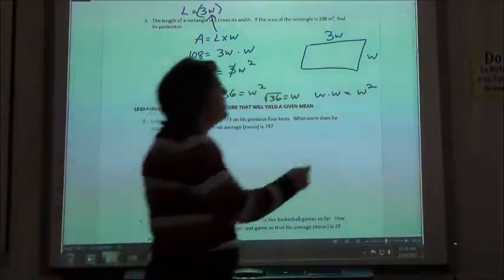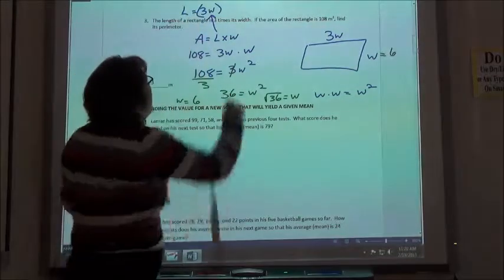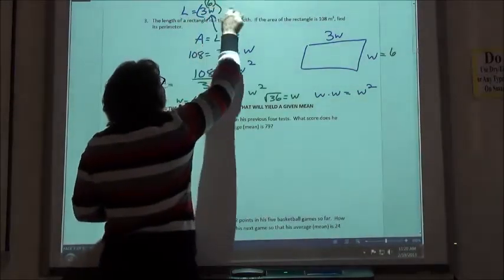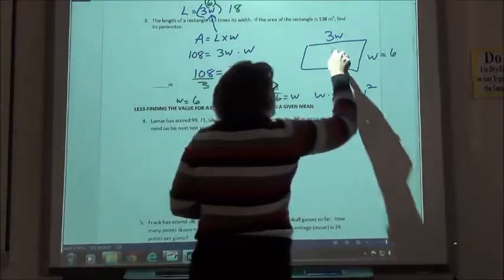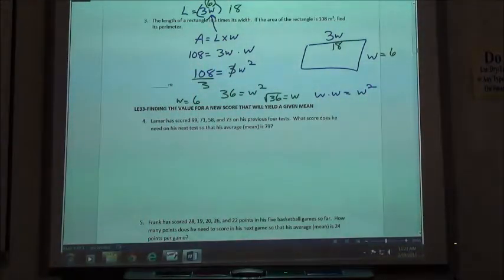So I found my width. My width is 6. I still want to do my length. My length we said was 3 times 6 is 18. So I know my width and I know my length. The question, however, says to find the perimeter.